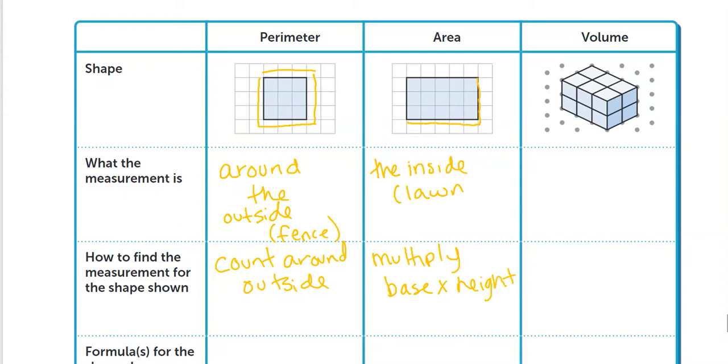For volume, the measurement is what's inside. Let's talk about what it can hold. So that's kind of like if it was full of water, what would the volume be? And how to find the measurement? So you do base times height times depth. You gotta add that third dimension. So base times height, but then also times depth.